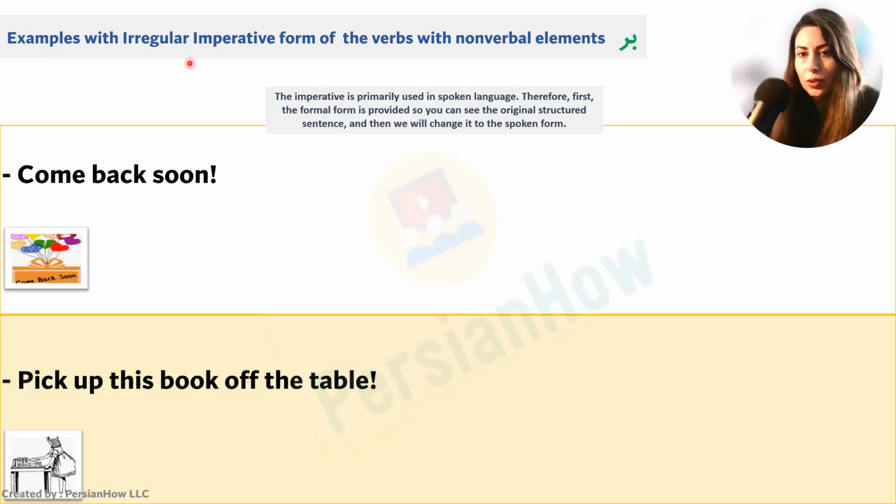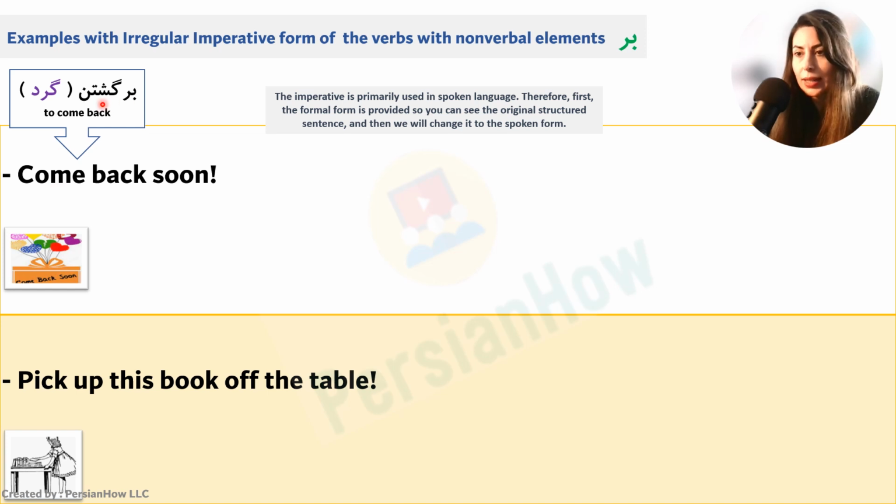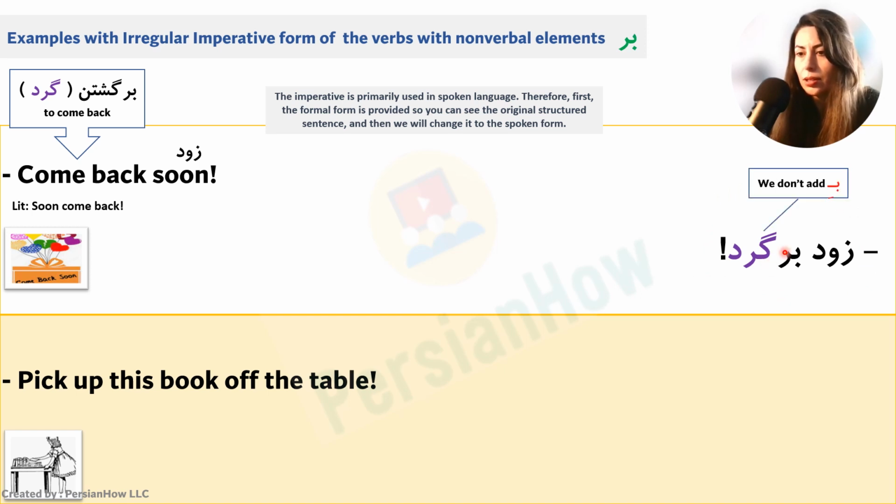Let's take a look at two examples with the irregular imperative forms of the verbs with the non-verbal element bar. So here we have a sentence. It says come back soon. So to come back or to return in Farsi is bargashtan. Gard is the present stem. And then soon is zud. So literally we need to say soon come back. Zud bargard. So this is the 'you' form in imperative. As you can see here, there is no be attached to the present stem. We do not say barbegard. We say bargard.